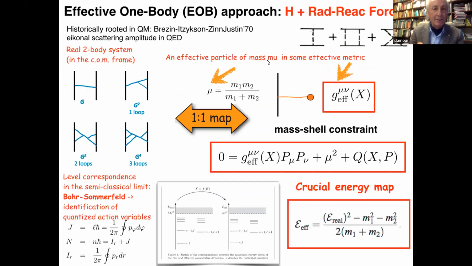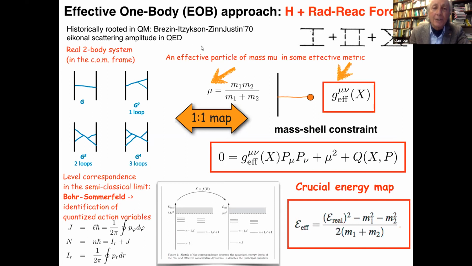emitted at infinity. Now, just a few words to remind you that the effective one-body approach was historically rooted in quantum mechanical work of Brezin, Itzykson and Zinn-Justin, that emphasized that one could get information about bound states of positronium from resummation of eikonal scattering amplitudes.